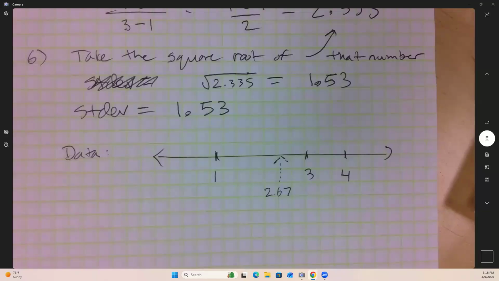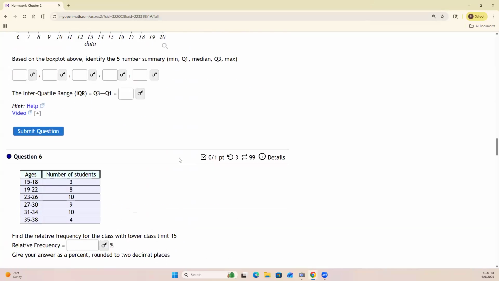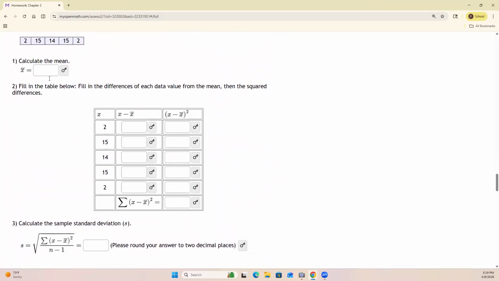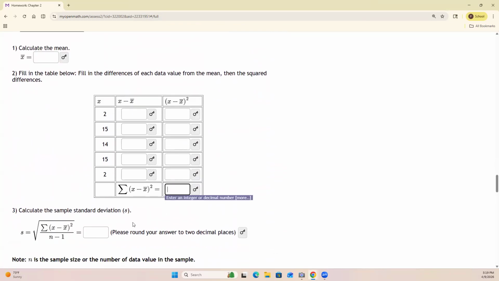Let me show you the homework question where you get to do that by hand. Unless I took it off. No, here it is. First, you calculate the mean. Then you find the distances between your observations and the mean. Then you square all of those. Then you add them all up. Then you take the square root, and that is your standard deviation.